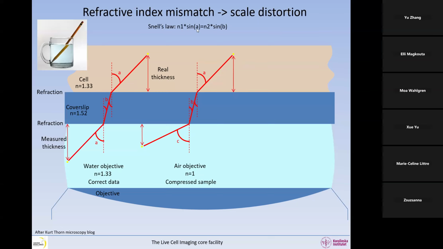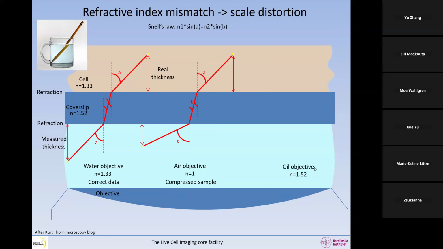So each fluorophore will have the same problem, but the problem will be different depending on how far they are from the cover slip. A fluorophore close to the cover slip will have zero problem, and a fluorophore far away from the cover slip will have this problem. So this is why the sample looks compressed.